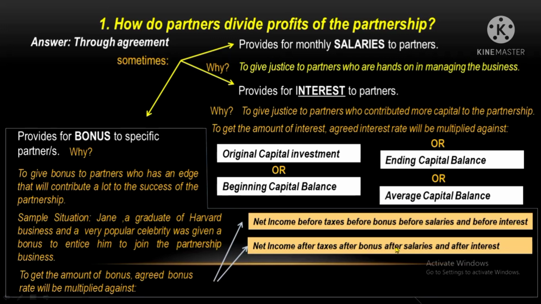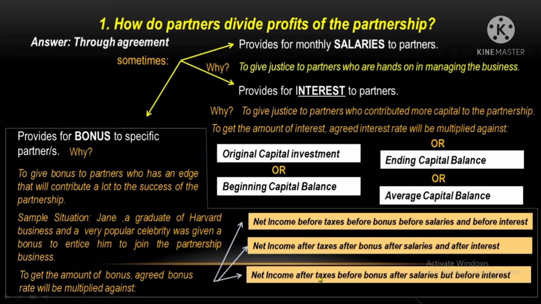also after deduction of bonuses. Or it can be based on a complicated one like this one: net income after deduction of taxes, but before deduction of bonuses, but after deduction of salaries, but before deduction of interest. And there are a lot of possible combinations. To clarify all of this, we're going to solve an illustrative problem later.